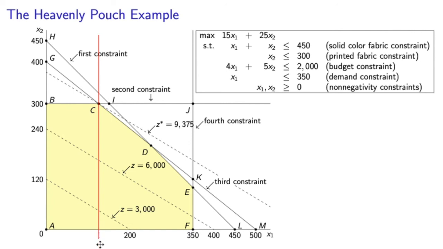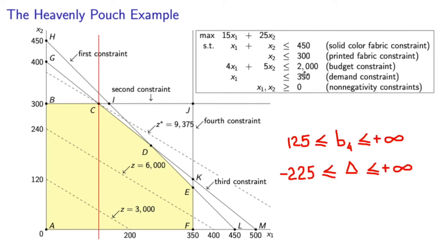So our optimal solution was 125, 300, and having the left hand side of 125 for the demand constraint corresponds to the delta value of 125 minus 350, which is negative 225. So we conclude that the range of the right hand side for this constraint is 125 to plus infinity, and the range of change given by delta is going to be negative 225 to plus infinity.